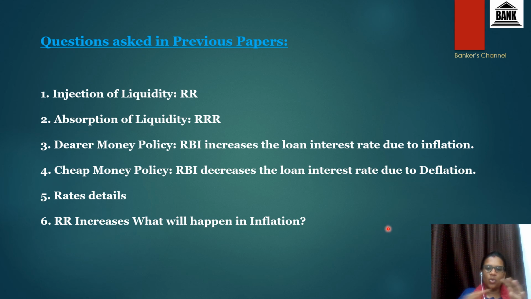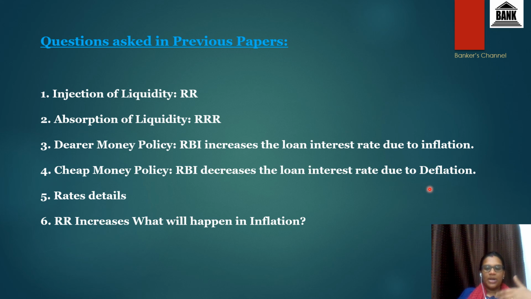I hope the quantitative tools, the instruments of monetary policy, are clear. The questions that will be asked from this topic: what is injection of liquidity? Which is nothing but repo rate. And absorption of liquidity is reverse repo rate. Dearer money policy is nothing but RBI increases the loan interest rate due to inflation. I already explained the concept while explaining repo rate. Whenever the RBI wants to control inflation in the economy, they will increase the repo rate so that the inflation will be controlled. Cheap money policy is nothing but RBI will decrease the loan interest rate due to deflation.